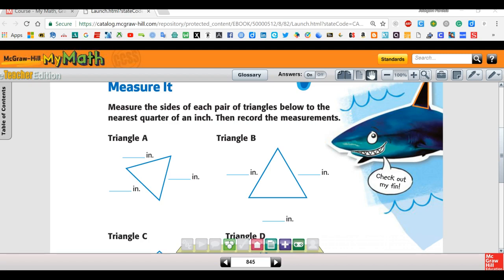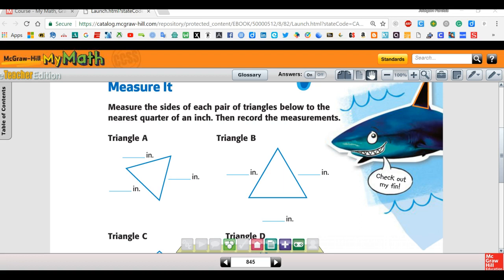This is chapter 14, lesson 3. Okay, we're talking about triangles. It says measure the size of each pair of triangles below to the nearest quarter of an inch. Okay, then record the measurement. So let's start with triangle A. Can somebody go ahead and measure that?